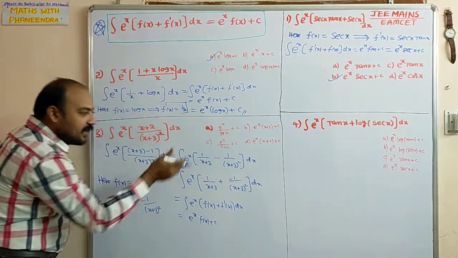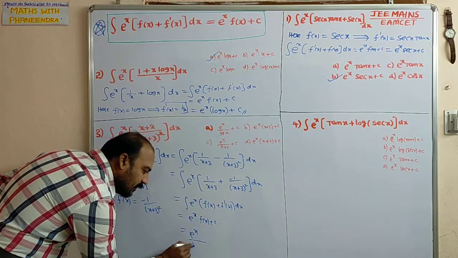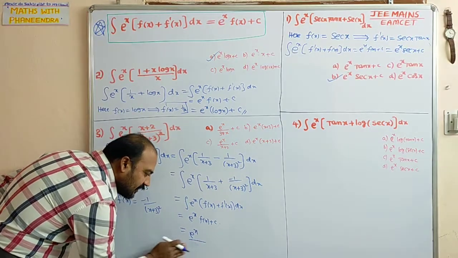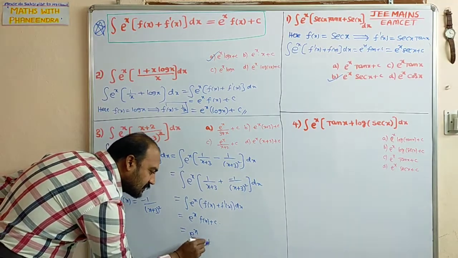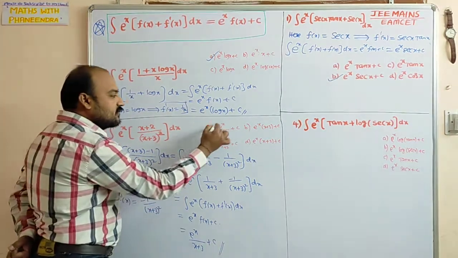What is f of x here? 1 by x plus 3, which is equal to e power x into 1 by x plus 3. So we can write it as e power x by x plus 3 plus c. So e power x by x plus 3 plus c is there in the first option.